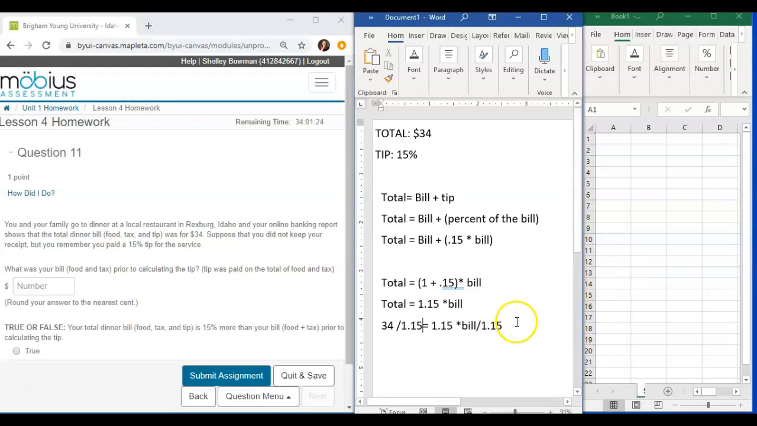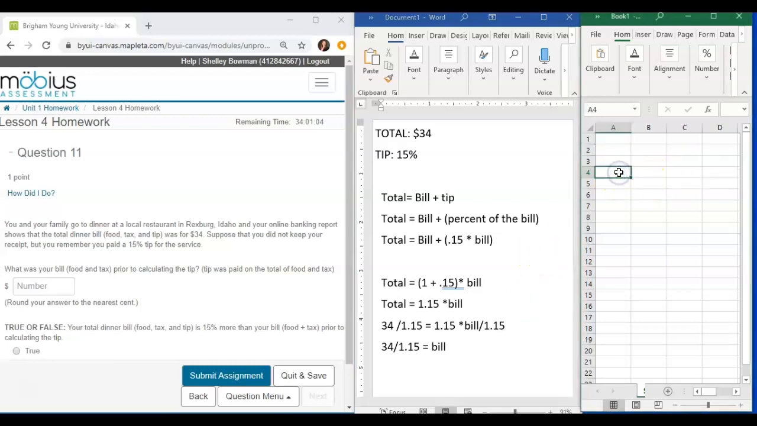And then the 1.15 cancels on this side. 1.15 divided by 1.15 is 1. 1 times whatever the bill is is just the bill. So 34 divided by 1.15 equals the bill. I can use a calculator, but in this case I'm going to use Excel so you can all see. Let's make this a little bigger.